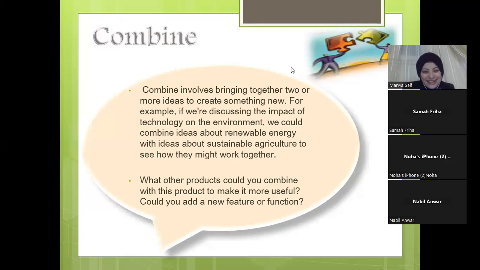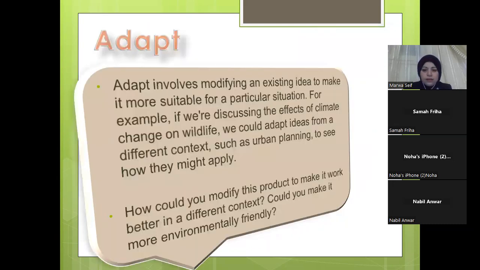Okay, a new idea. This is critical thinking and creativity. This is how it works in any lesson and in CLIL in particular. So the combine part of the SCAMPER technique means that we bring together two or more ideas to create something new. For example, if we're discussing the impact of technology on the environment, this is of course a CLIL lesson, we could combine ideas about renewable energy with ideas about sustainable agriculture and see how they might work together. All right, so let's get going.